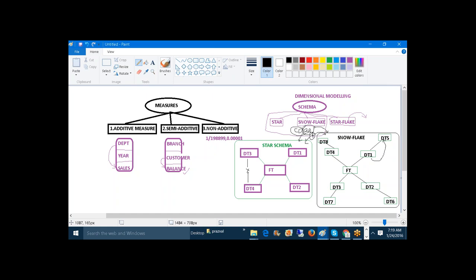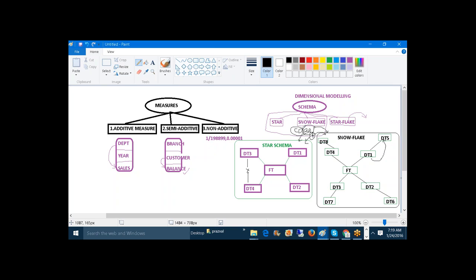Okay, so it's all about the schemas in the data warehouse. Here one important interview question is, which schema is good in performance, star or snowflake? The answer is always star schema gives very good performance when compared with the snowflake schema.